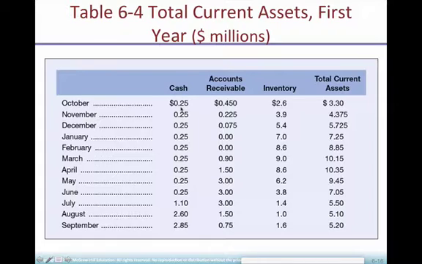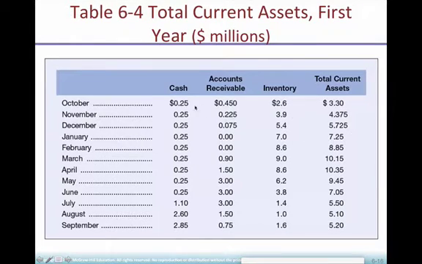Cash: now we look at the column, the cash starts from 0.25 million, which is really 250,000, and it stays pretty much the same. And then we have more buildup in cash up to September, which is 2.85 million. Accounts receivable, 450,000, it goes down, then it starts to go up and down, it fluctuates. Inventory the same, starts at 2.6 million, goes up, and then it goes down when you sell a lot.